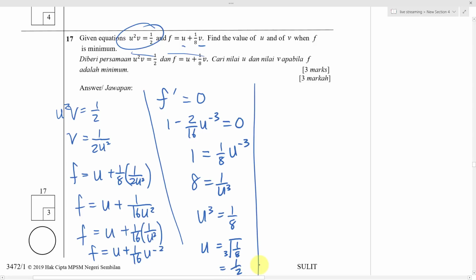So once I get my 1 over 2 here, I will substitute back in my v. v equals 1 over 2 squared, so it's 1 over 2, 1 over 4. This is 1 over, simplify, half. So v equals 2. So u equals 1 over 2 and v equals 2.